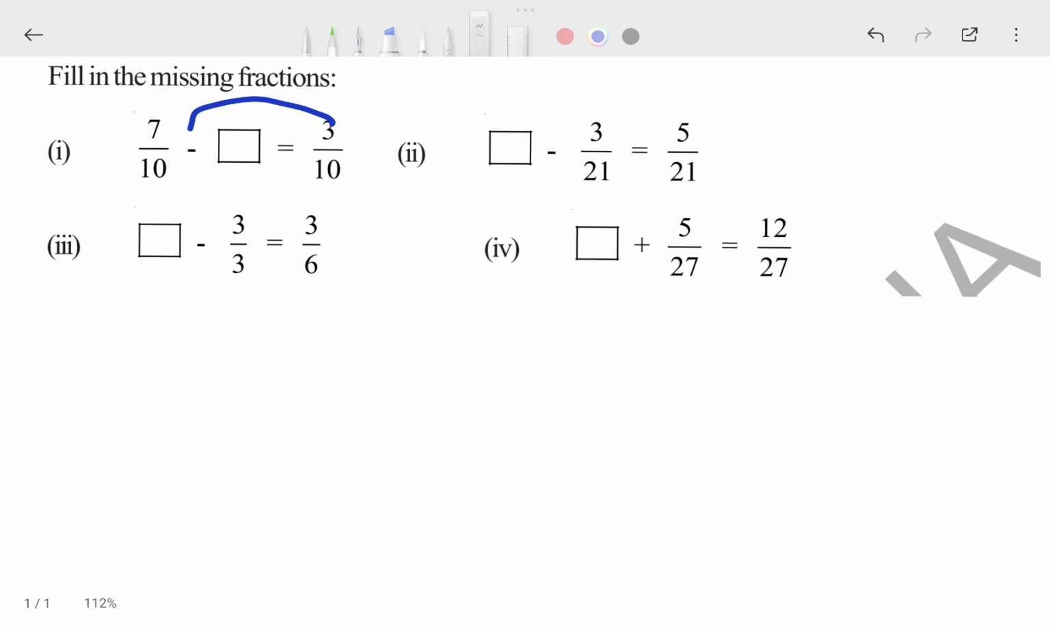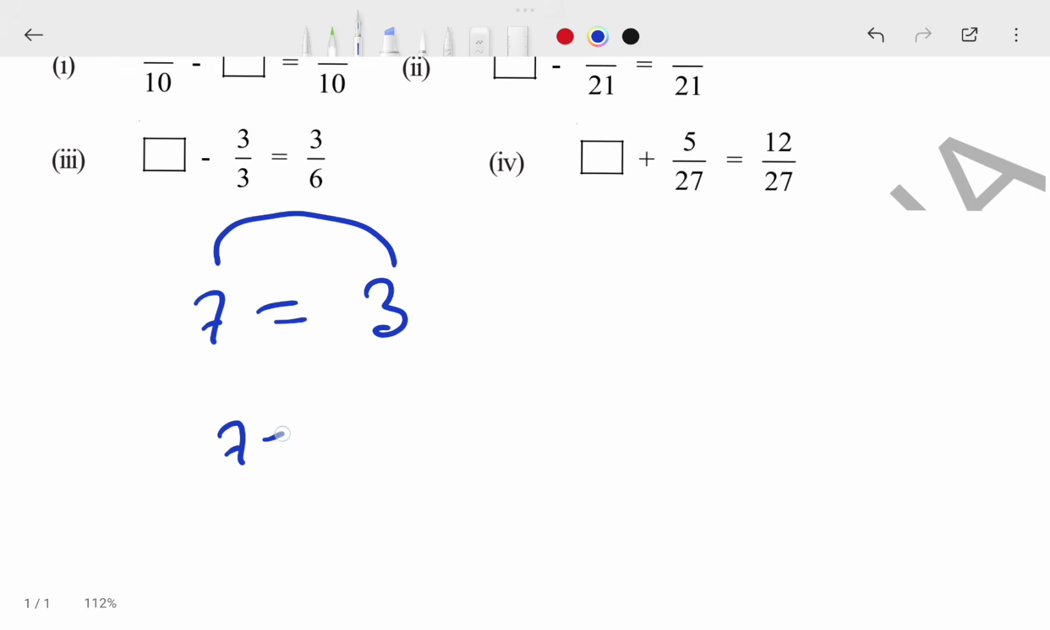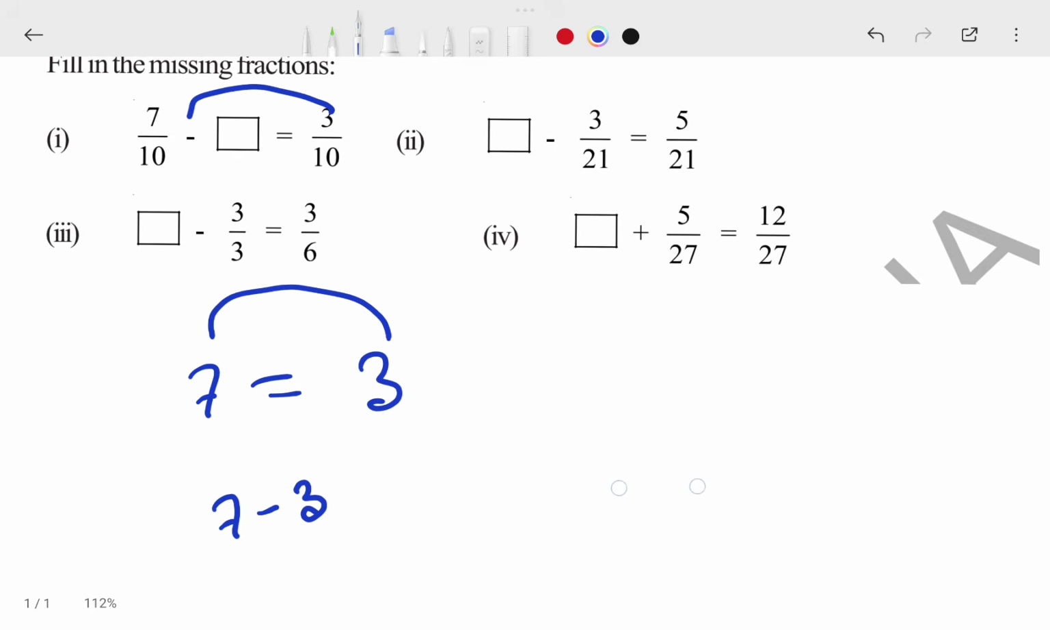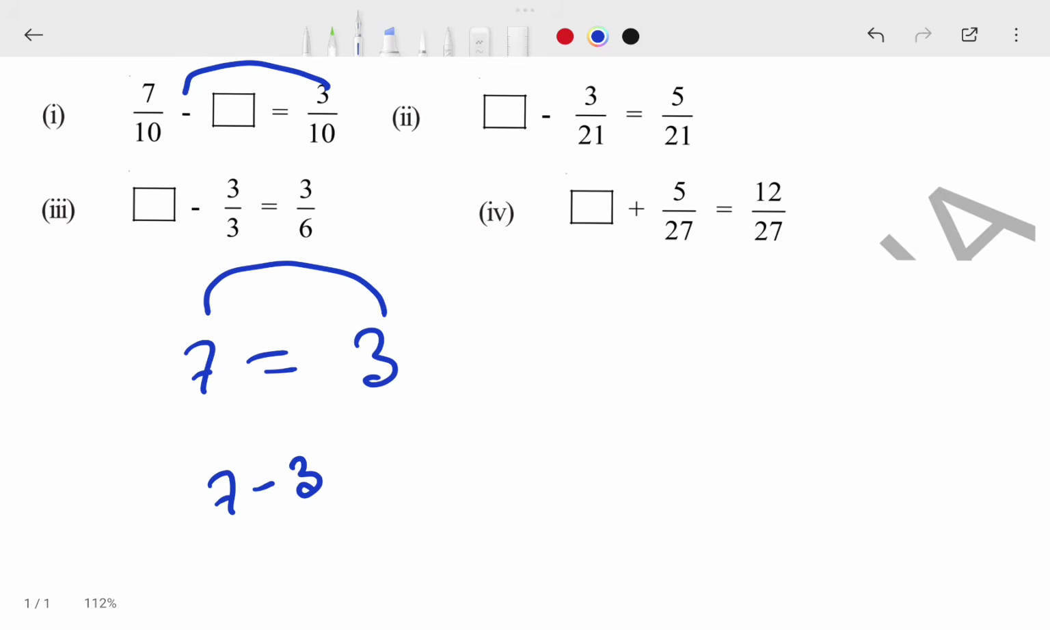Forget these numbers, both are the same now. This is a 7, this is 7, and this equals 3. So what we have to do is take this number here. If you take this 7, it becomes minus 3, it becomes minus 3.